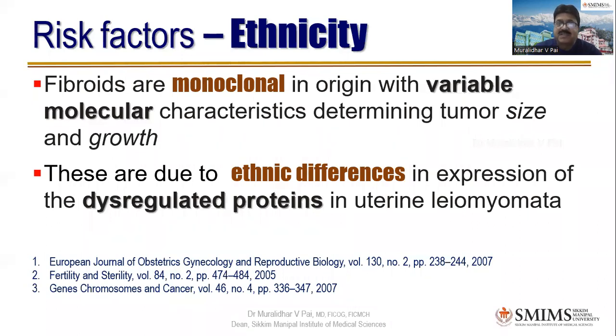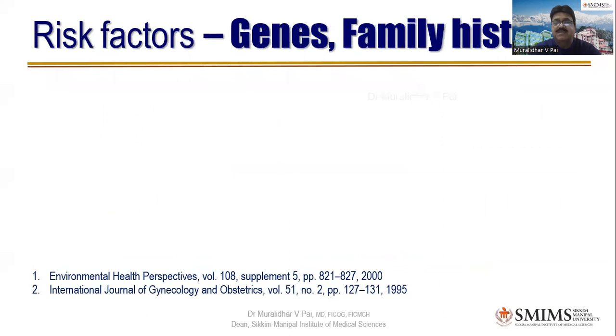This is again one of the theories. Then comes the most popular theory, that is genes and family history. All of us know the family history has got such strong connection with the fibroids especially.